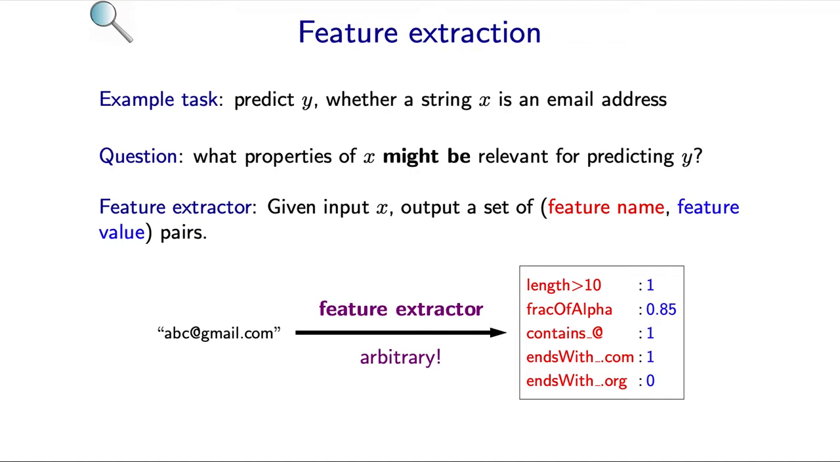And the whole point of feature extraction is to boil that down to something more concrete and something that can really help us distinguish spam versus not spam emails. So this is where the feature extractor comes into play. The feature extractor is when we have a given input x and we output a set of feature name, feature value pairs. And thus, we run a feature extractor on every machine learning problem to find which features are relevant.